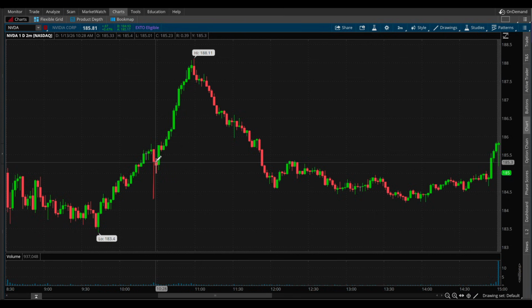Now this is confirmed because every single candle that followed after the 10:34 mark presented more and more bullish pressure to the upside, up into the ultimate high here at 10:56 a.m.